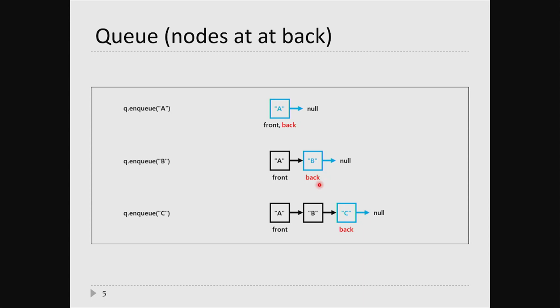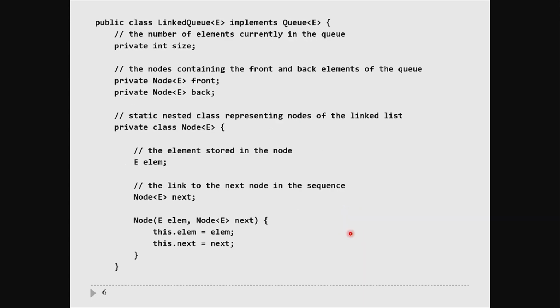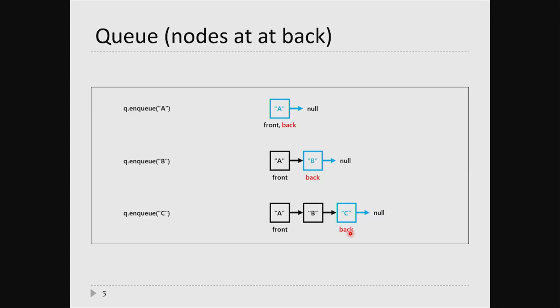So notice that when you enqueue, you have to do a few things. One of the things you have to do is always update what element is at the back of the queue. So you have to update this field back so that you can remember where the back element of the queue is. OK, so let's look at the implementation now.